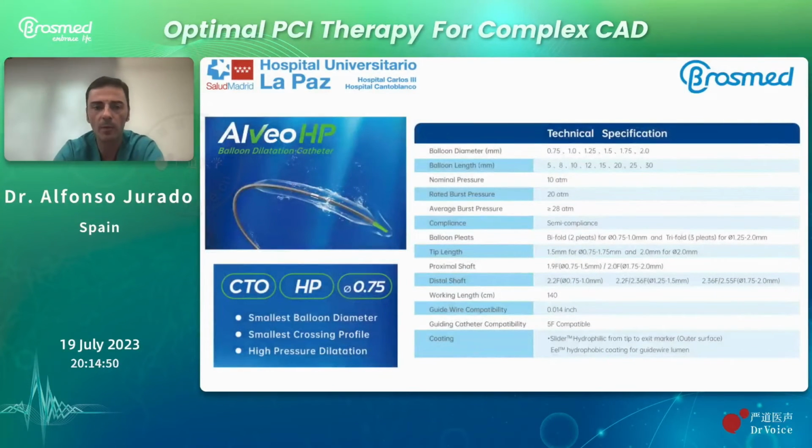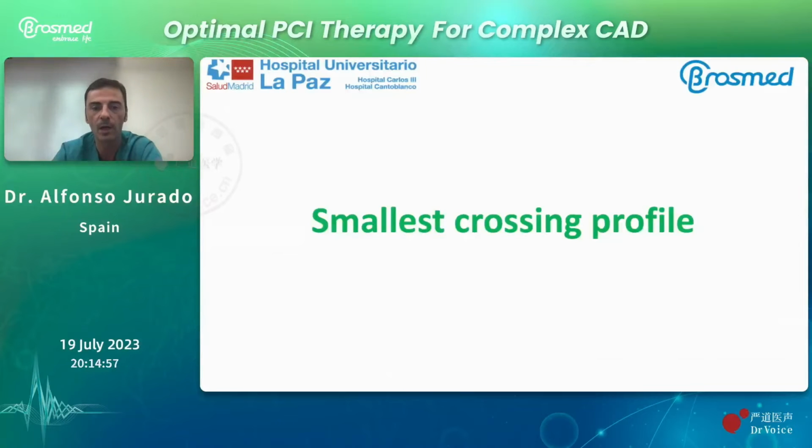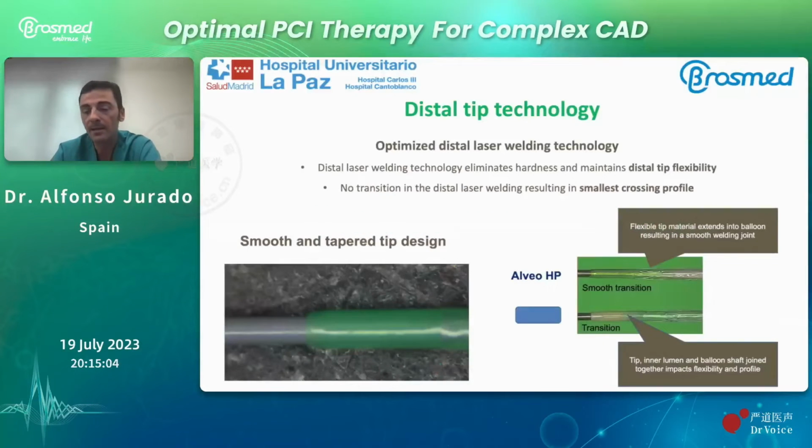So I'm going to be fast with this review of the Alveo balloon, just to mention its main advantages. Probably the best one is the crossing profile, which could be the smallest in the market. This is due to the design, the distal tip design, that is optimized with laser technology and maintains the flexibility that, as you have seen in these cases, probably produces the smallest crossing profile compared with the competitors in this setting.